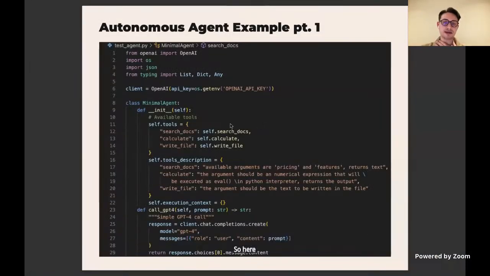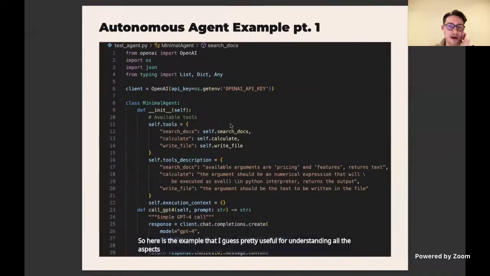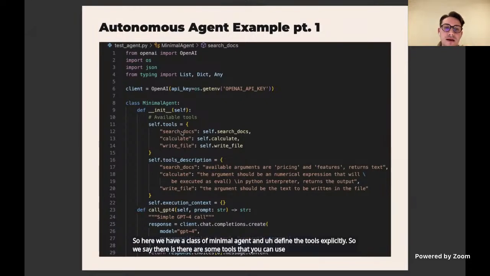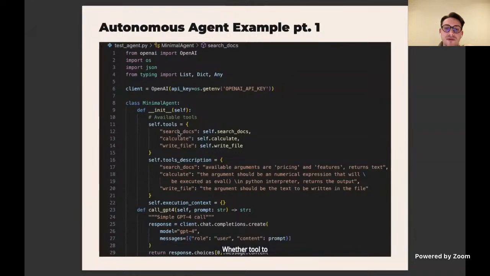So here is an example that I guess is pretty useful for understanding all the aspects of this approach. Here we have a class of a minimal agent, and we define the tools explicitly. So we say there are some tools that you can use, right? For instance, here we say search docs tool, calculate something, write file. The tools have names. So the names are important, because the LLM looks at them as text, so it should decide which tool to choose. That's why you should actually describe them properly. And also we put the tool description to again help it choose better.